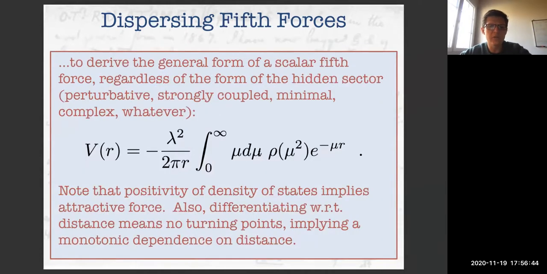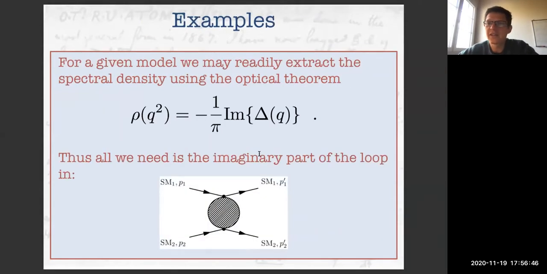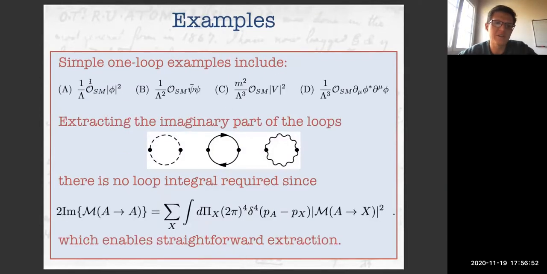Okay, so we can also use this to calculate some specific results for example models. So for example, imagine you had the standard model operator, maybe a pair of neutrons or something like this, coupled to a pair of light scalars or a pair of light fermions or light vectors, or even to two derivatively coupled scalars.